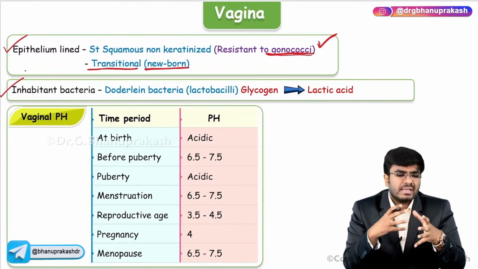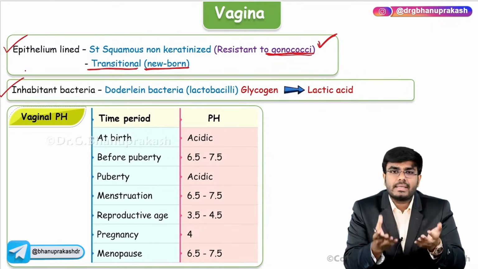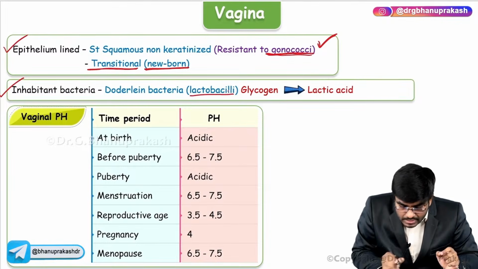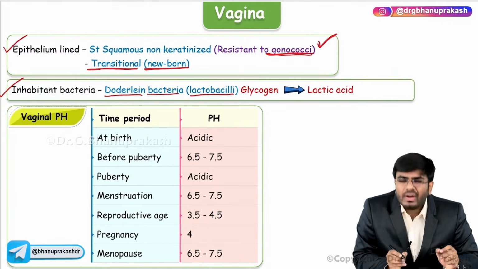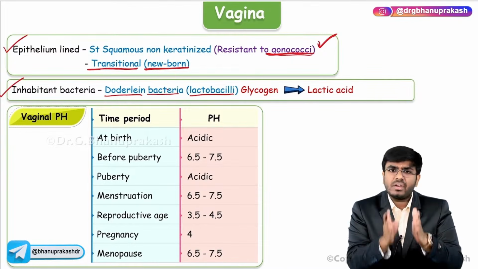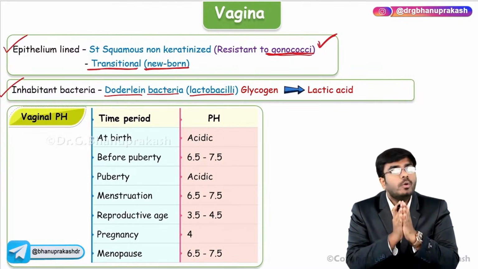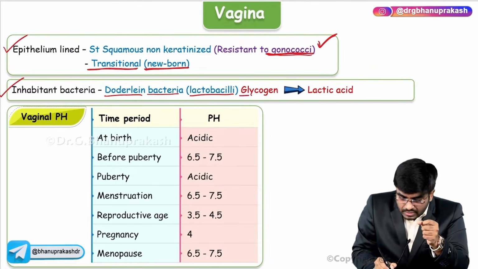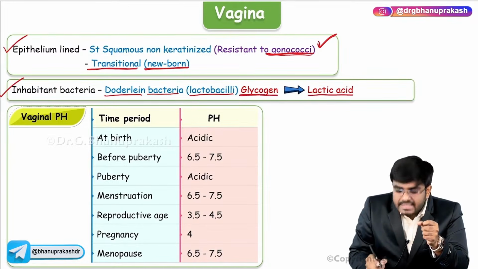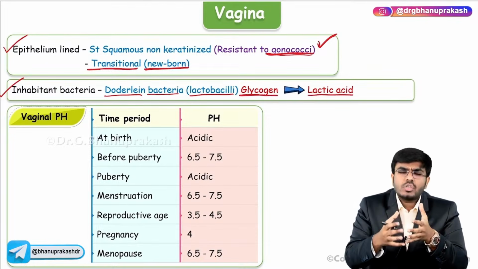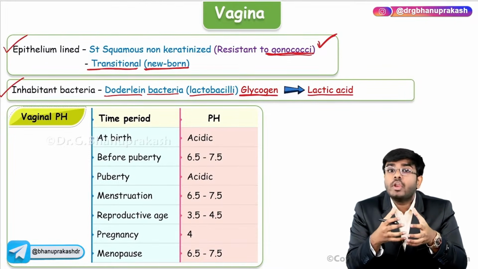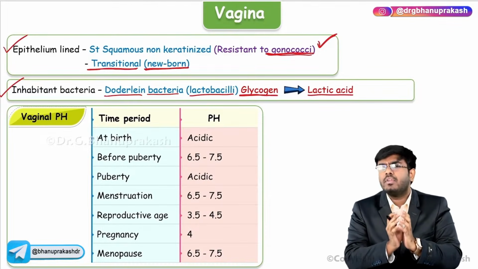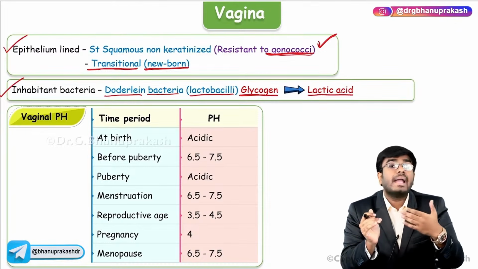Now, in the vagina, it's a polymicrobial environment. There are many bacteria, but the main important inhabitant bacteria in the vagina is lactobacilli, which is nothing but the Doderlein's bacteria. Why is this important? This Doderlein's bacteria is physiologically present in the vagina. It's a good bacteria. What is it doing? It is converting the glycogen in the cells to lactic acid. Is the presence of lactic acid, an acidic environment in the vagina, going to be good? Yes, it's absolutely good. Why? Because this acidic environment will prevent the growth of bad bacteria.